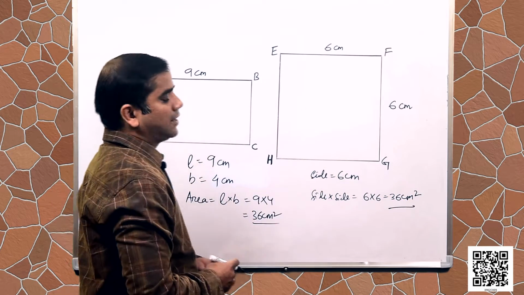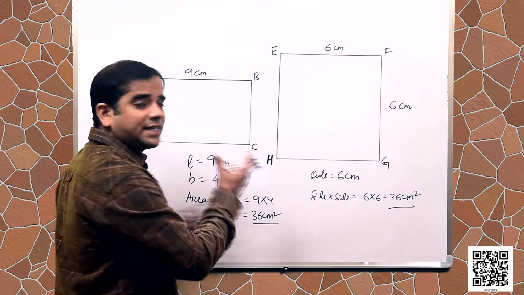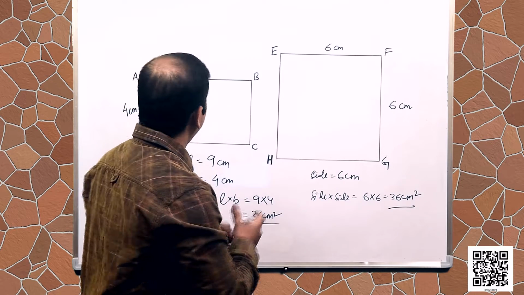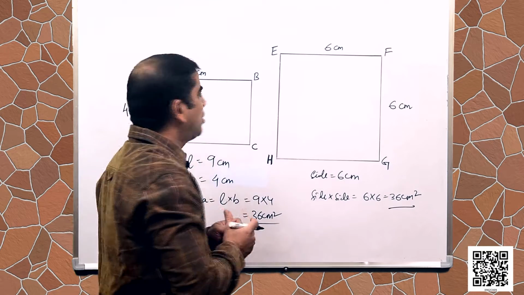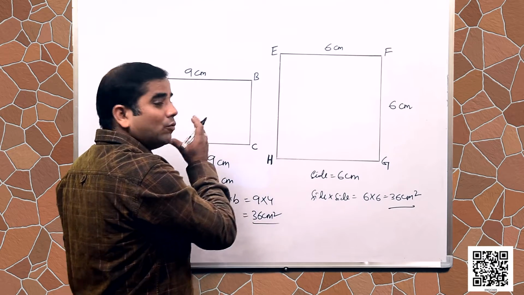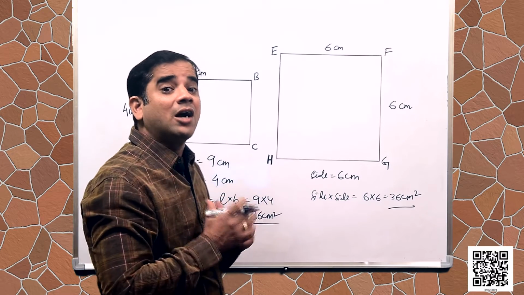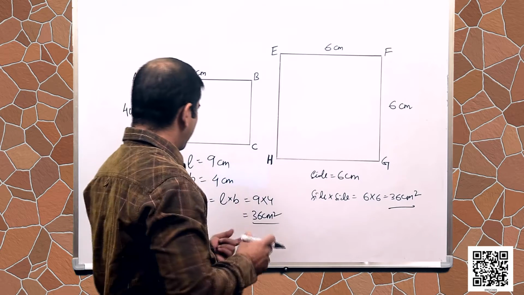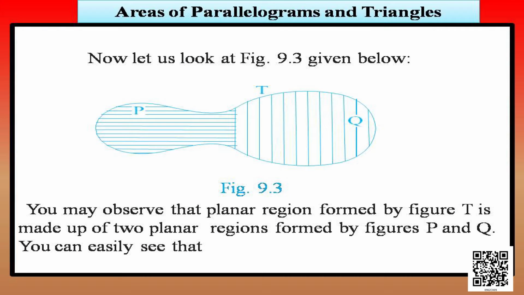So, in both cases the area is 36 centimeter square, but you can clearly see that these two figures are not congruent, because we cannot put one figure over another, or we cannot superpose one figure over another. That is why these two are not congruent, though their area is exactly the same. Understood? Now let us discuss the other given figure.